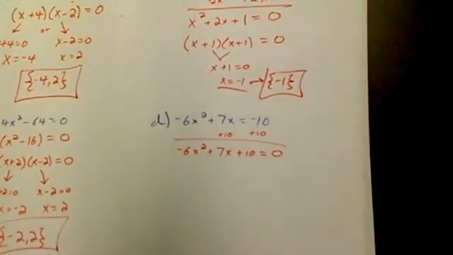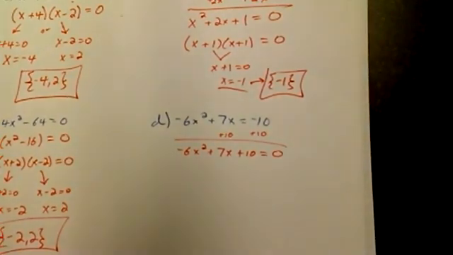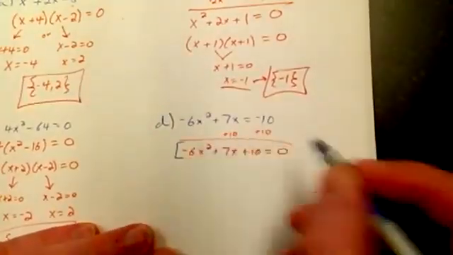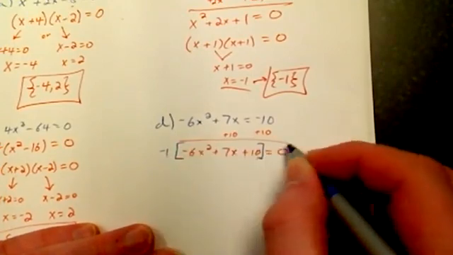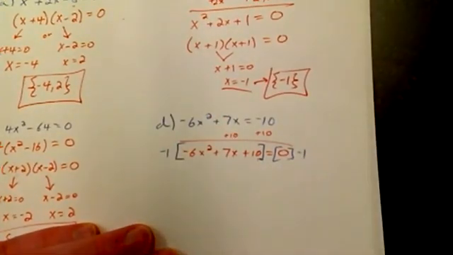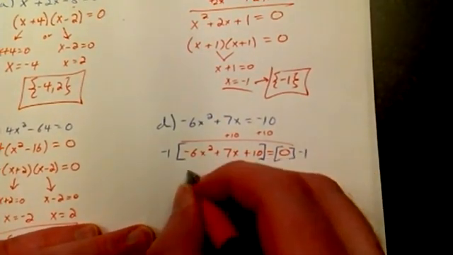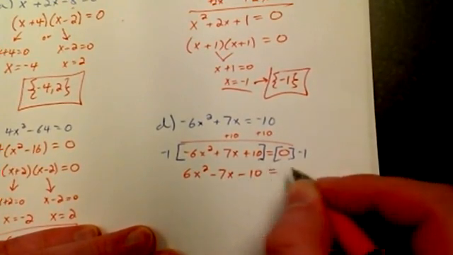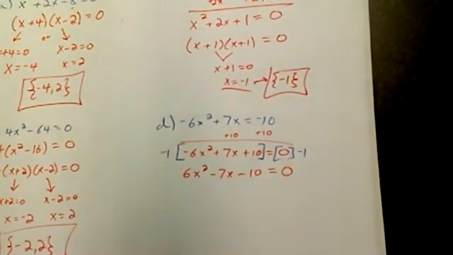Now, if I'm going to solve this by factoring, I don't like that negative 6 out front. So I can at least get rid of the negative by multiplying both sides of the equation by a negative 1. Just like so. That's going to flip all these signs. And that's still equal to 0 now. So from here, well, how do I factor this?